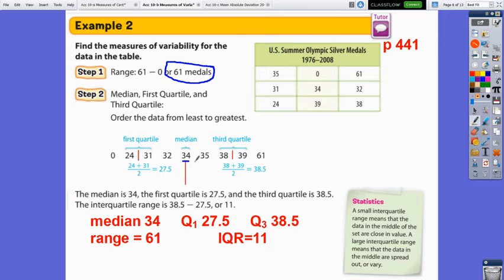So the interquartile range for this set is 11, which is a pretty good size, right? A pretty good spread for the numbers of medals. A small interquartile range means that the data is packed in, most of them are close to that median value. And a larger interquartile range means that the data are spread out. There's more variance in the data.